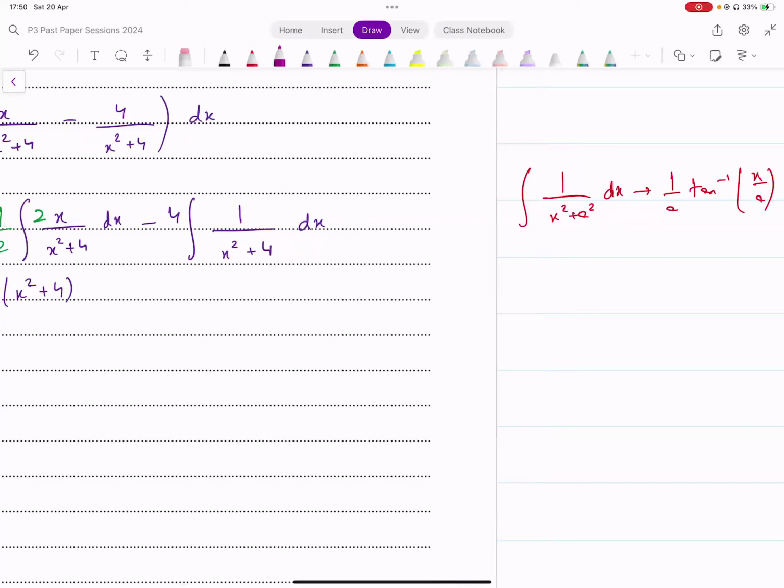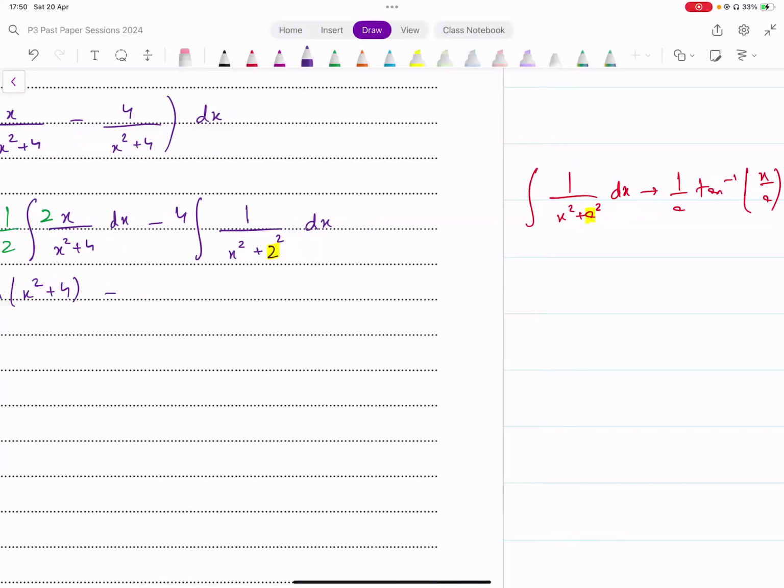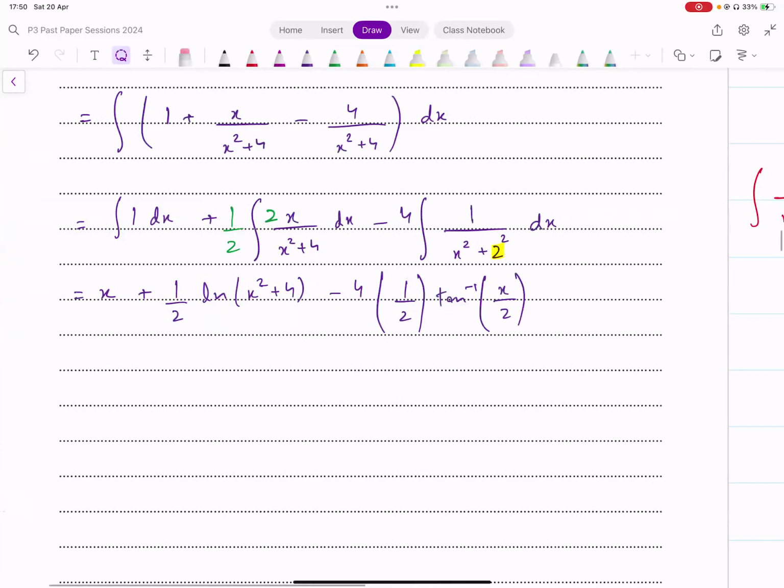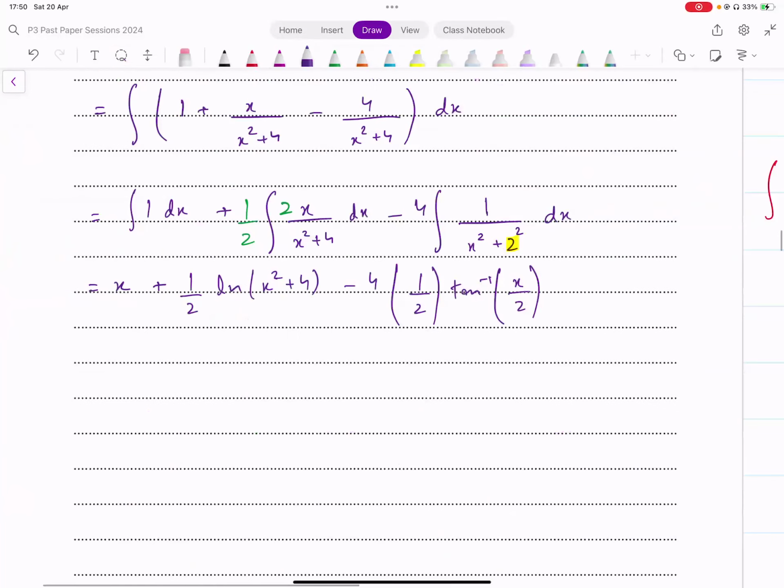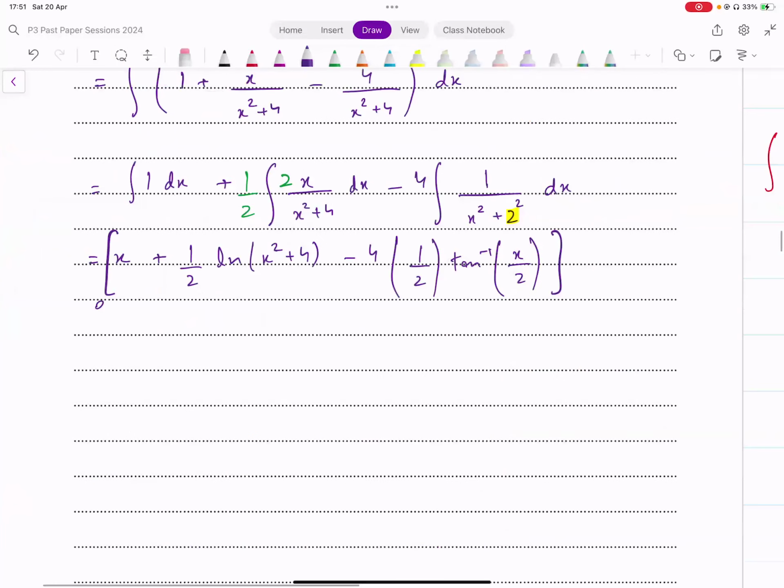In the denominator, in place of x squared plus 4, we could write x squared plus 2 squared. And now it's exactly that form. In place of a, we've got 2. So now if you apply that rule, minus 4 outside remains as it is. Integration of this is 1 over a, which means 1 over 2, into tan inverse of x over a, that means x over 2. And that's the integration completed. Now we just need to input limits and find the exact value of this. This is what we get when we integrate this. Now we just have to input limits.